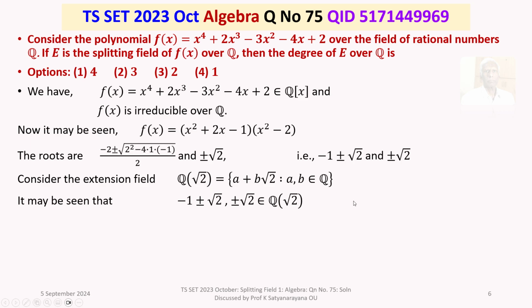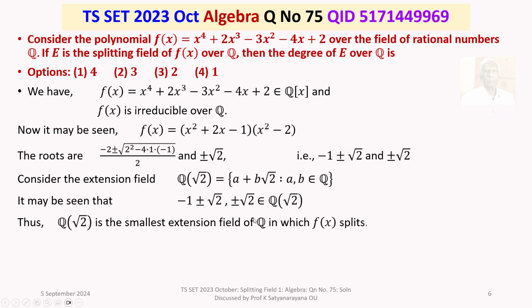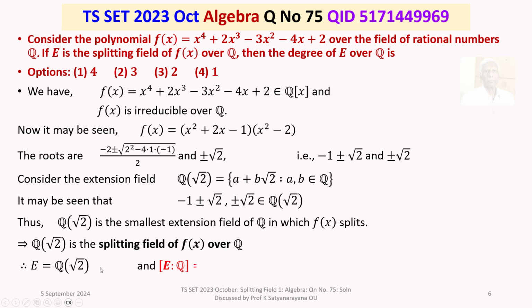So that means Q(root 2) is the smallest extension field of Q in which f(x) splits. What is the smallest extension field of Q in which f(x) splits? That will be the splitting field. So Q(root 2) is the splitting field of f(x) over Q. So it is given E is the splitting field. Therefore, E is equal to Q(root 2).